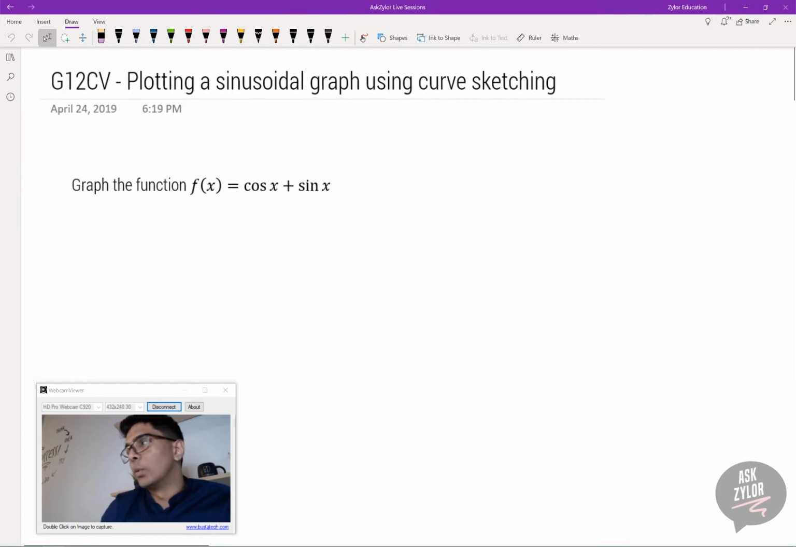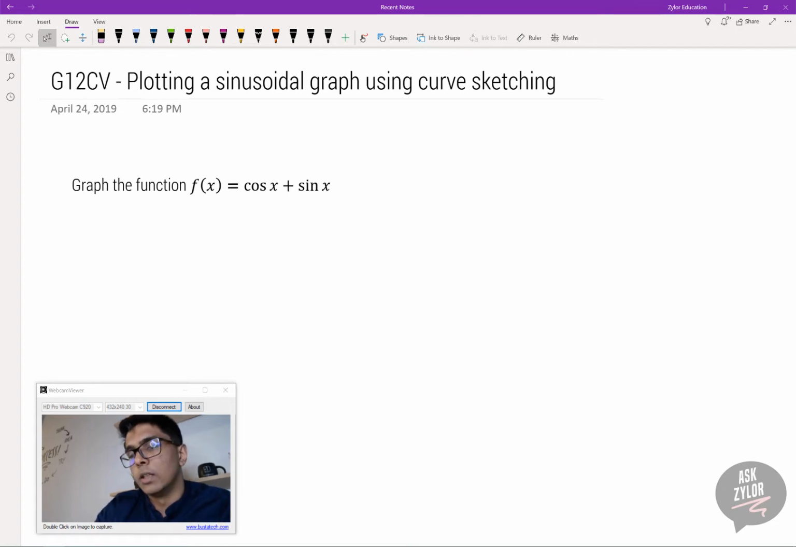So this is a grade 12 calculus and vectors question. It's asking us to plot this function using curve sketching, meaning we have to use first derivatives, second derivatives, using the intervals for first and second derivatives to plot this. We might not necessarily need to use a second derivative if we have enough information from the first derivative already.